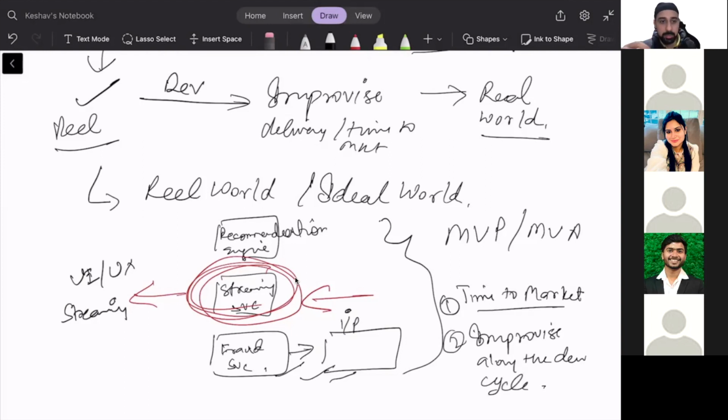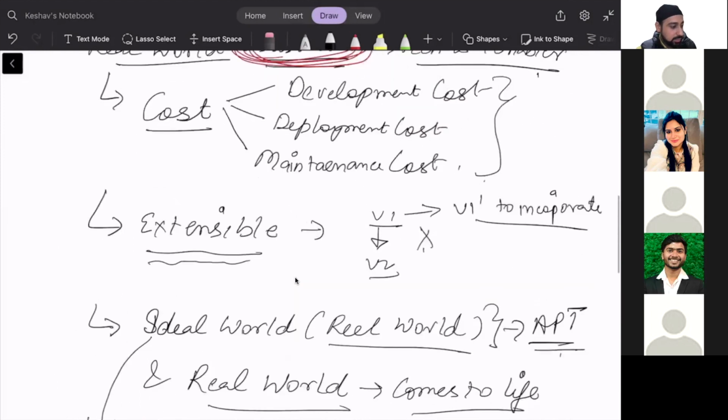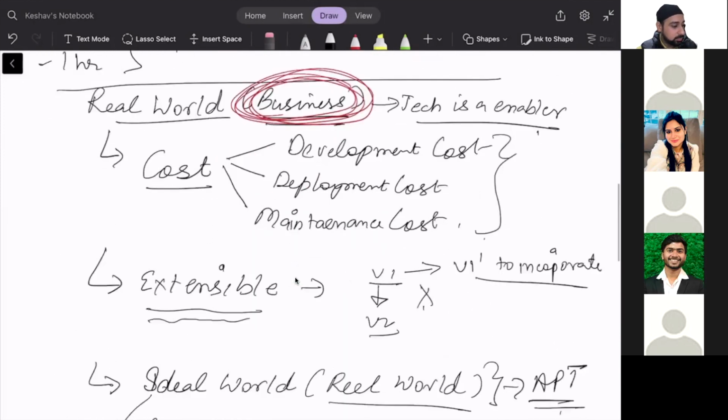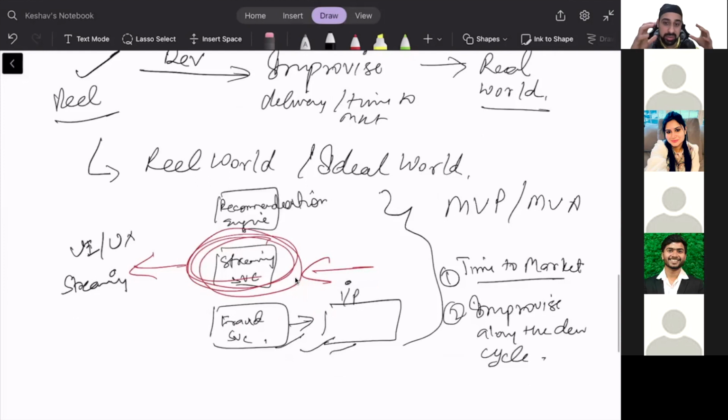So this is very, very important with this thing. These are certain things that we wanted with the real world stuff that you need to keep in mind while actually designing these systems.